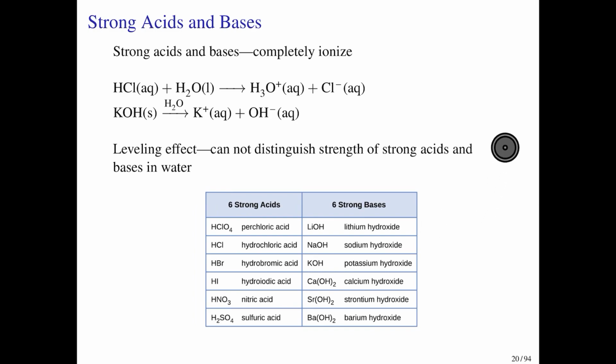The leveling effect is something that occurs for strong acids and bases in water. Each of these acids appears equally strong in water due to the so-called leveling effect. That is, they are stronger acids than hydronium itself, and therefore in water they all appear to have the same strength. Now, what we're going to talk about in this video is that there are differences in acid strength based on molecular structure, and we're going to learn the rules for comparing different acids based on their molecular structure.